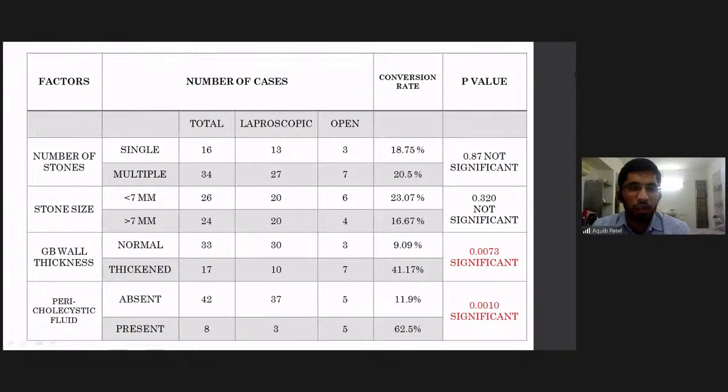The number of stones, whether single or multiple, was not found significant for conversion to open cholecystectomy. Stone size was arbitrarily taken as less than 7 to greater than 7 mm, which was not significant. For GB wall thickness, the normal is less than 3 millimeters. If it is greater than that, it's considered thickened. Thickened GB wall was considered significant for conversion to open cholecystectomy. If there was pericholecystic fluid, it suggests localized inflammation, which causes more conversion to open cholecystectomy. Next, please.